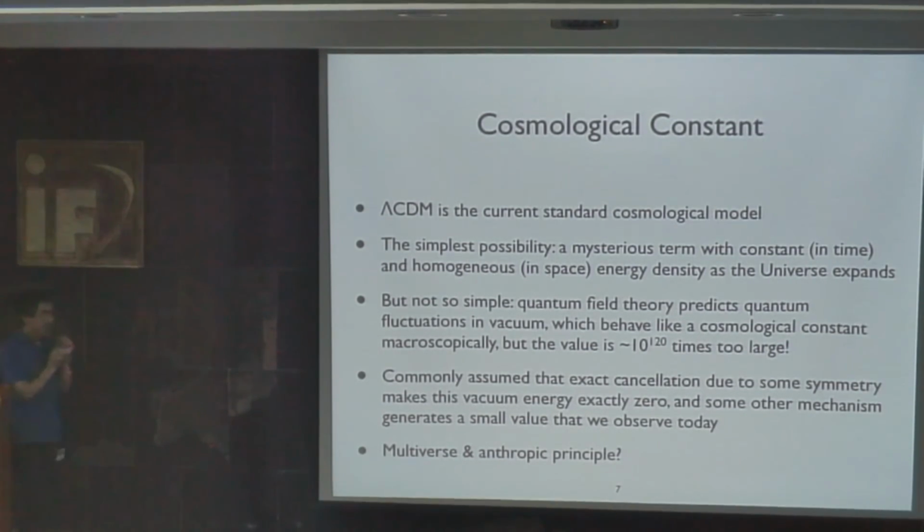So what people have assumed is that there is some special mechanism which means that there's a cancellation between different stuff, so that this vacuum energy, the cosmological constant generated by the quantum field theory fluctuation, vanishes exactly. And there's another yet unknown mechanism that generates a small cosmological constant again. But this is still just a hypothesis which is not confirmed.